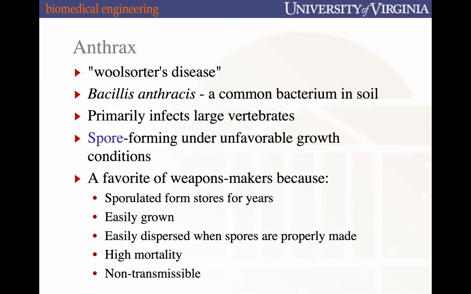It can primarily infect large vertebrates like sheep, as the historical name implies. And what's important to know is that it will undergo this change to form spores that will protect it in unfavorable growth conditions. When anthrax is in its spore form, regardless of high humidity, low humidity, high temperature, or low temperature, that helps protect it in those harsh conditions. And those spores are what oftentimes are used when it's used as a biological agent.